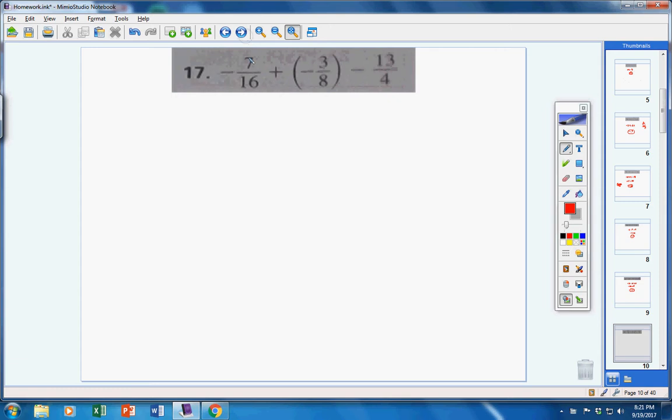Alright? Number 17. Okay. The 7/16 is negative. The 13/4 is negative. The 3/8 has a positive and a negative. Signs are different, so I'm going to put a negative 3/8. Alright. Now, first of all, students, notice they're all negatives. So you have debt, some more debt, and some more debt. So you're going to add all of those up, and your answer will be negative.